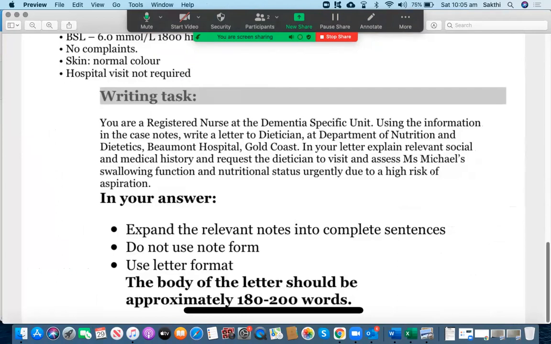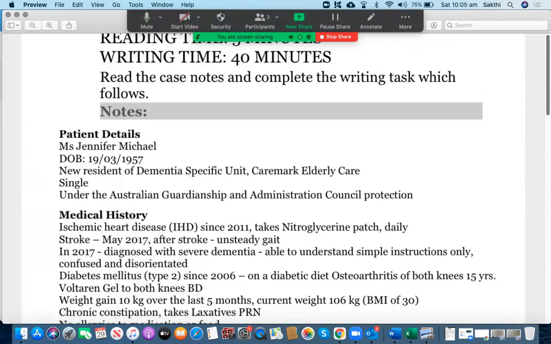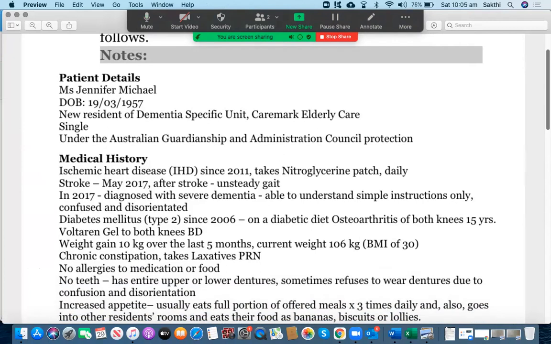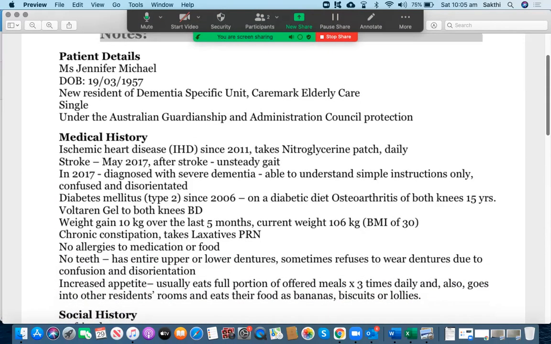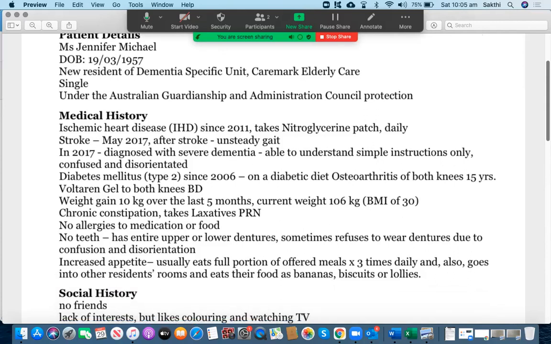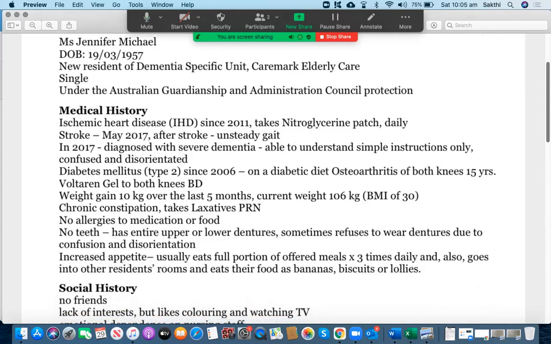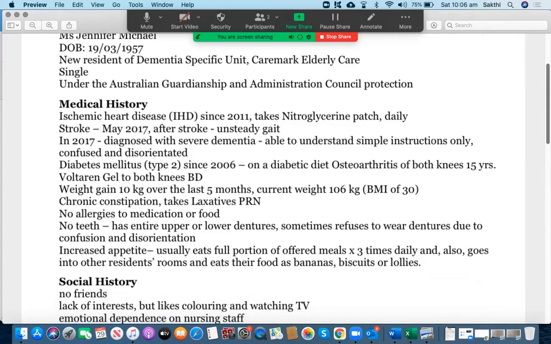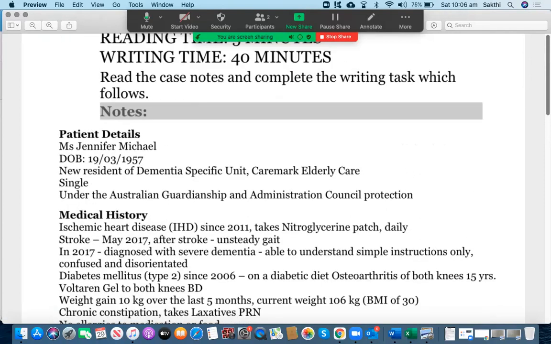Anyway, we'll go through the case notes now. Okay, Jennifer Michael, date of birth, that's all right. New resident of dementia specific unit, Care Mark, elderly care. Okay, good. Single, under the Australian Guardianship and Administrator Council protection. Ischemic heart disease and daily stroke, you don't need to mention that. It's all about dietitian. In 2017, diagnosed with severe dementia, able to understand simple instructions. What is today's date? Did they mention anything about the date?